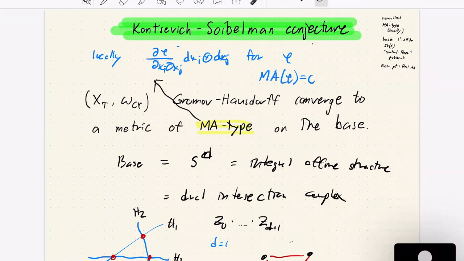So this is going to be defined on the base, down here. So the base is the dual graph, or is expected to be the dual graph. What we have here then is a Monge-Ampère equation on the boundary of the triangle. Does that answer your question?